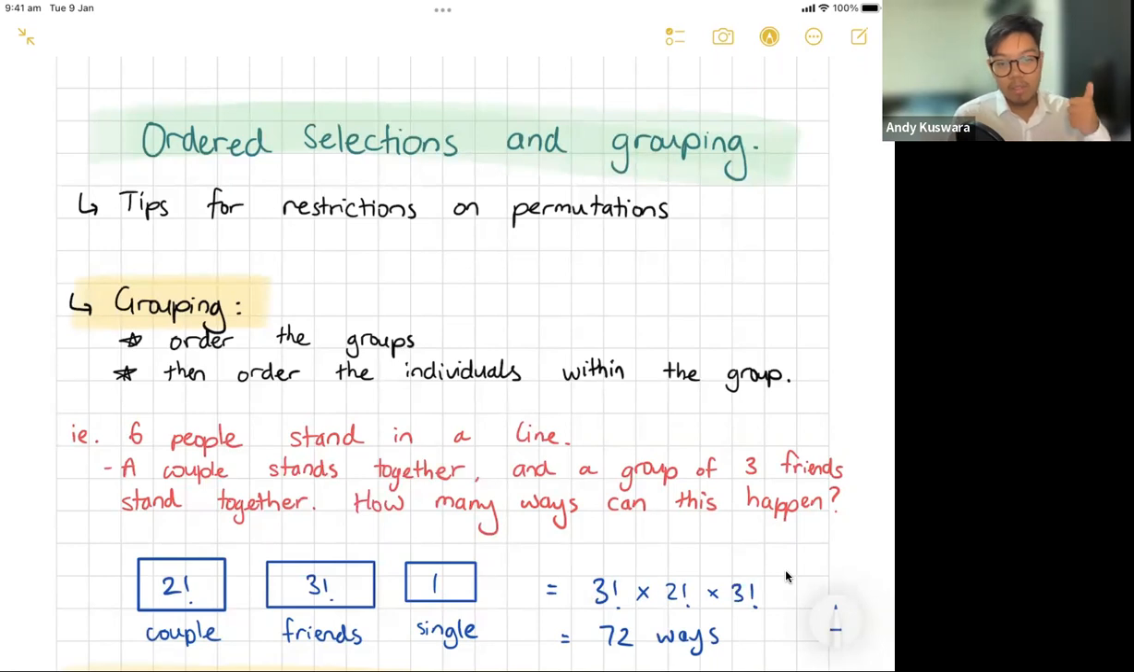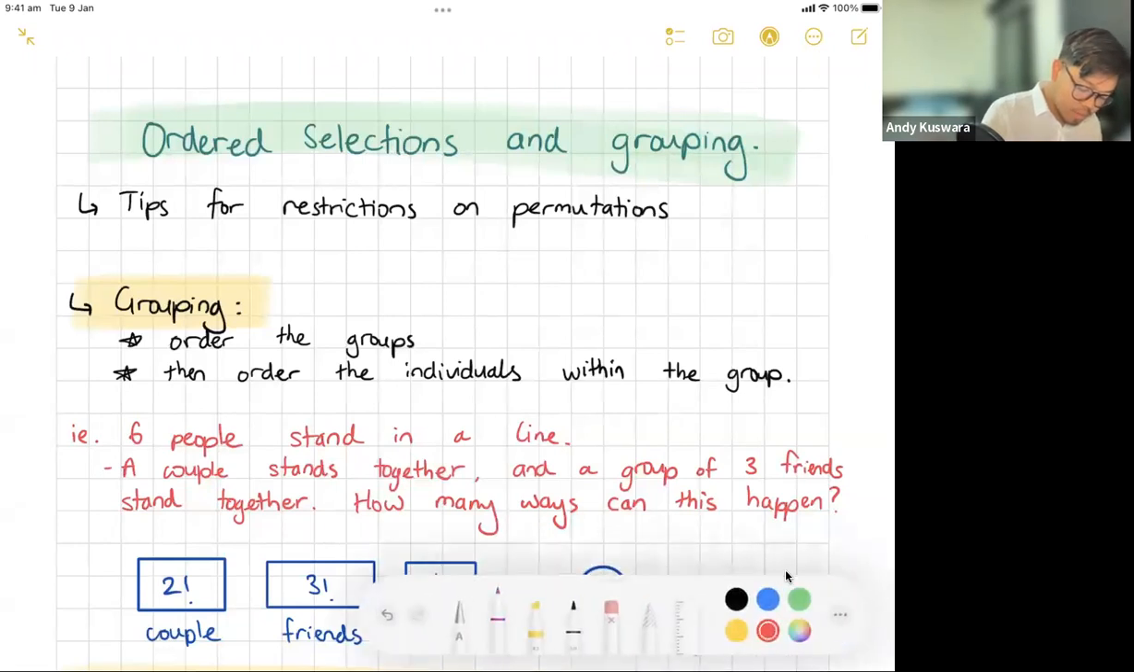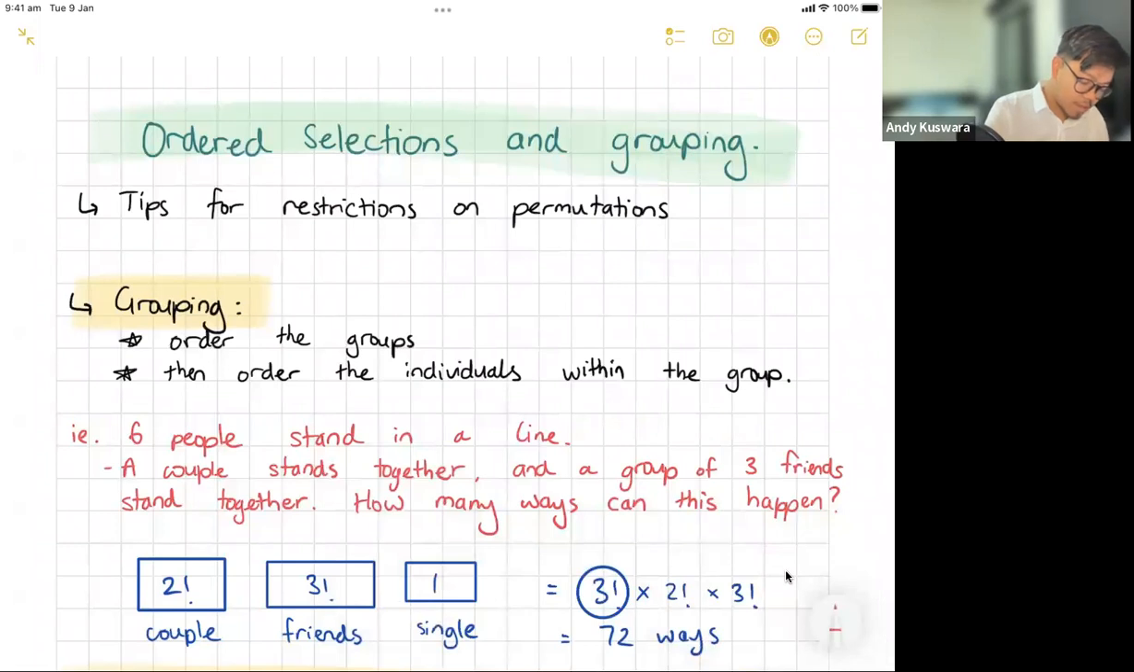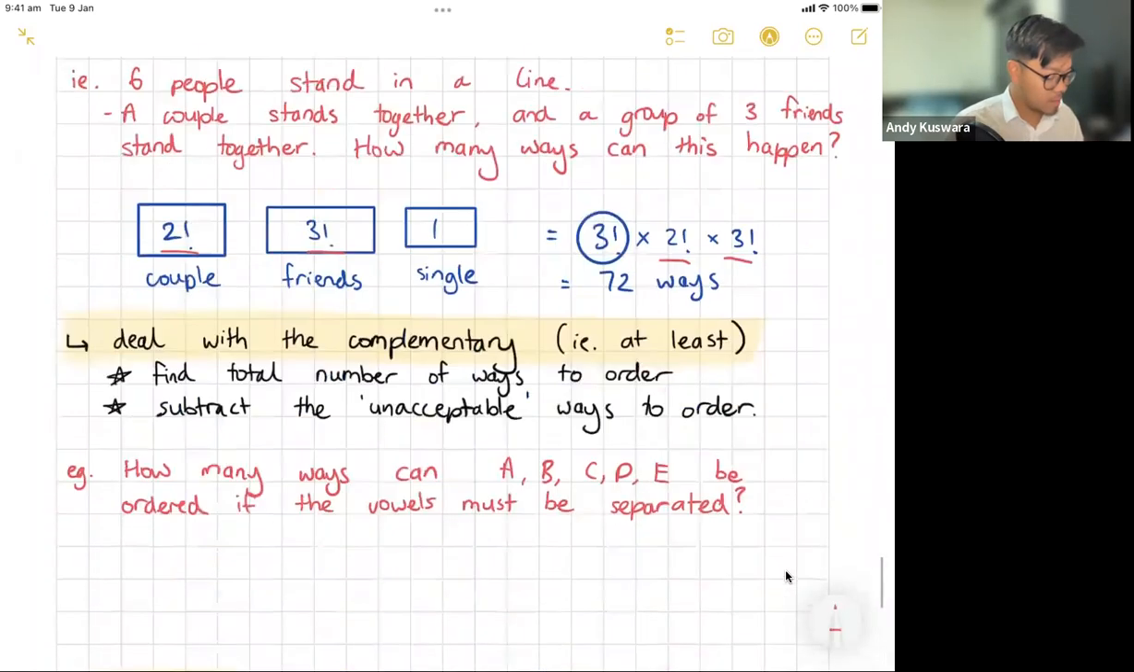So remember, first you order the groups. That's where this 3 factorial comes from, ordering the three different groups. Then the 2 factorial and 3 factorial come from ordering the individuals within the groups. That's technique number one.